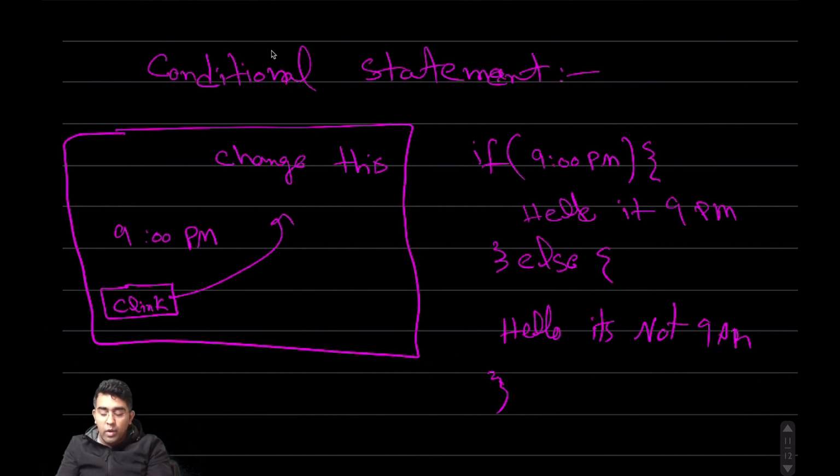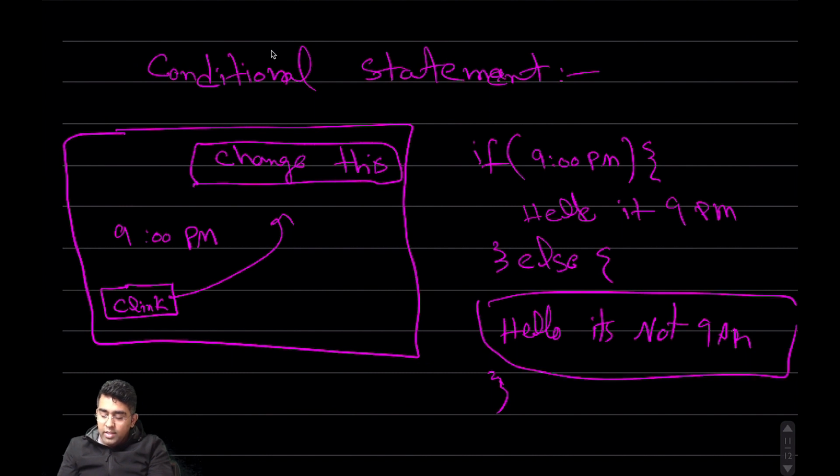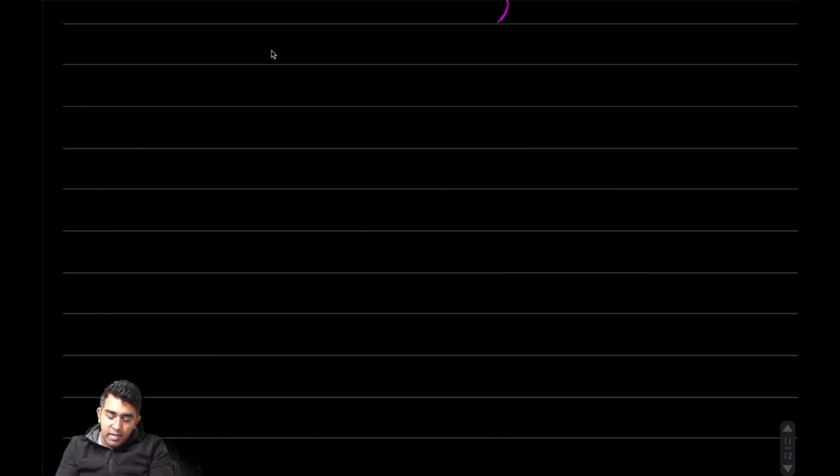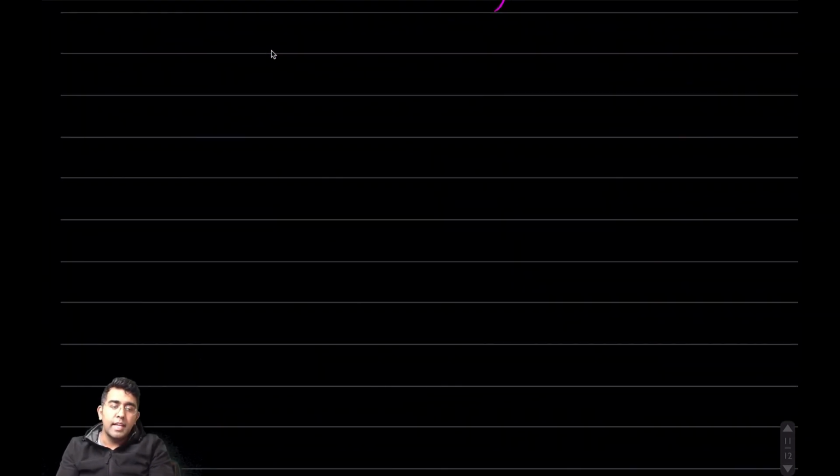So we click the button and then there's code in the conditional statement that will check whether it's 9 p.m. or not. If it's 9 p.m., then we change the text of this, or if it's not 9 p.m., then we change the text to hello, it's not 9 p.m. So I hope that makes sense. So this is where we use a conditional statement. Now, what is the proper syntax of a conditional statement?